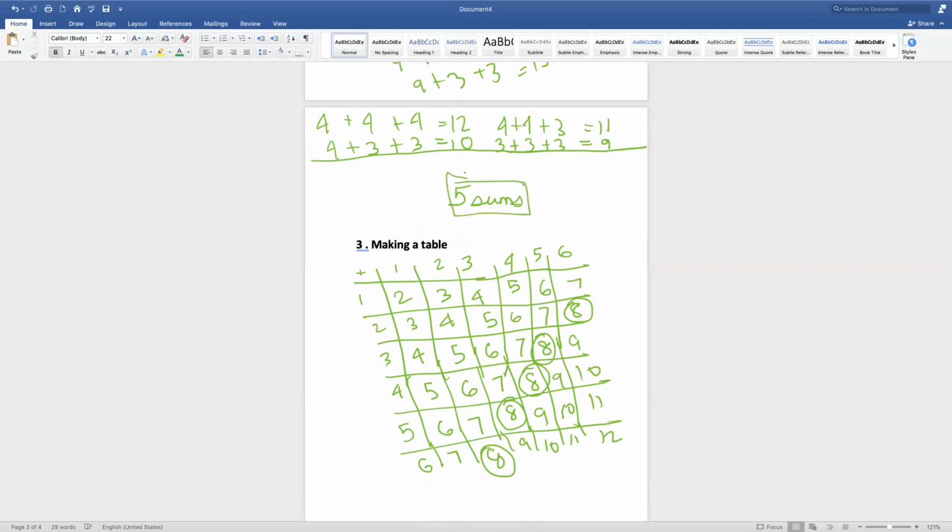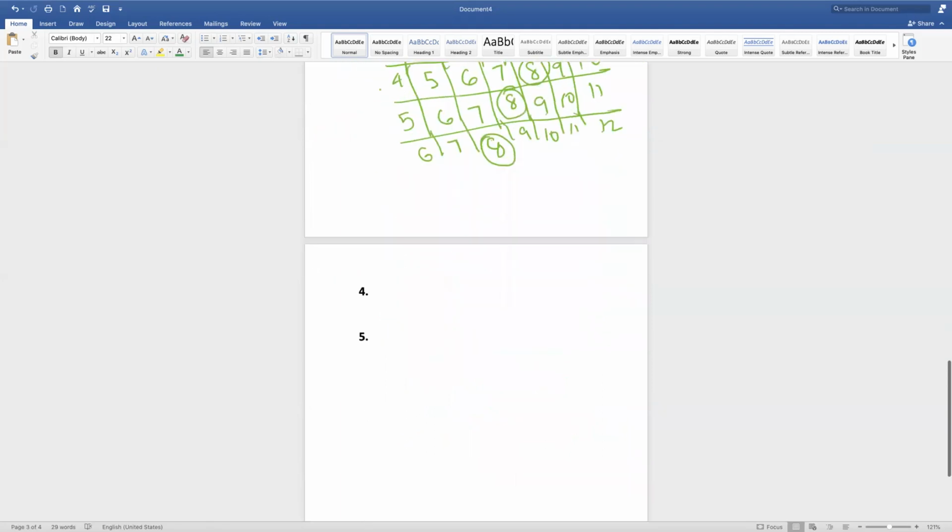Next, let's move on to the next method. So this would be method number 4. Method number 4 is breaking down the problem into simpler problems, not methods. Silly me. So we're going to break down the problem into simpler problems. Breaking down the problem into smaller ones.